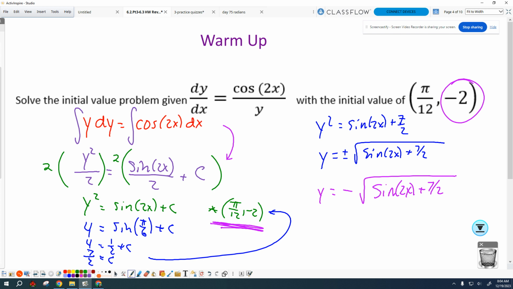That wrinkle is on the AP exam every 2 or 3 years. It's due. So I needed to point that wrinkle out too. Yeah. So if the y value was positive, then we'll just square root it again.